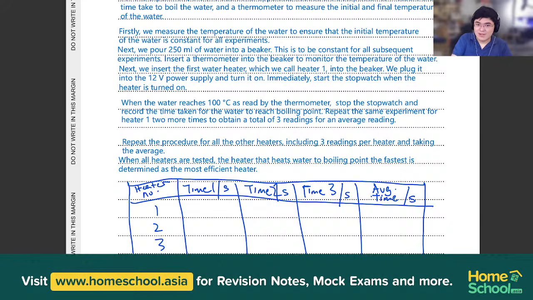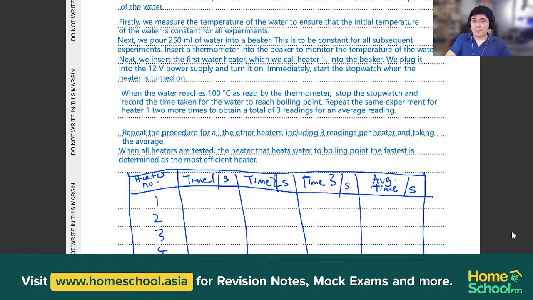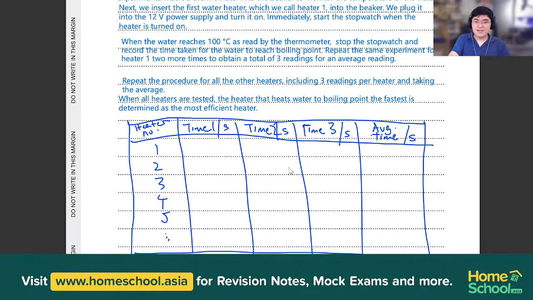So as seen here, we have the 3 timings. We will sum these 3 up and divide by 3 to get the average time. This will be our table required for this question.